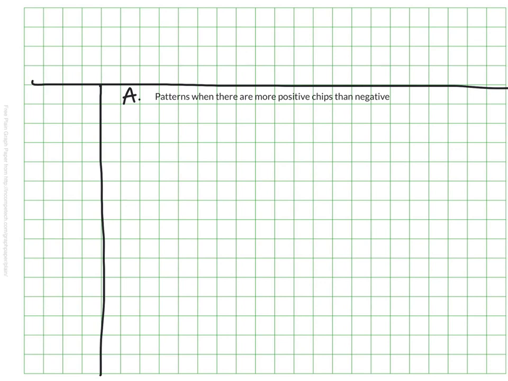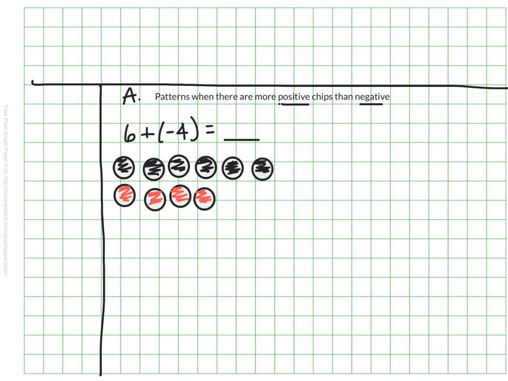So we're going to look for some patterns, and we're going to start with a whole bunch of examples where I'm using chips just to demonstrate it, and there are going to be more positive chips than negative chips. And we're going to see if we can look for a pattern. So I've modeled 6 plus negative 4 with chips, and of course I'm using black for my positives and red for my negatives. I have 4 zero pairs that I could remove from my board, which leaves me with these 2 black chips, which means my answer is 2 and it is positive.